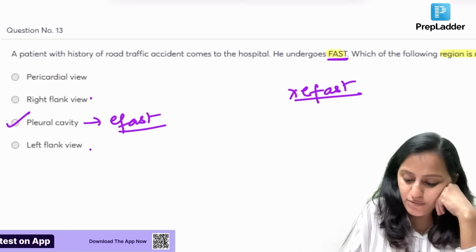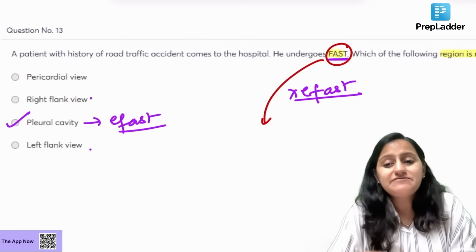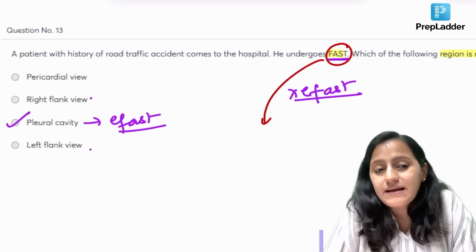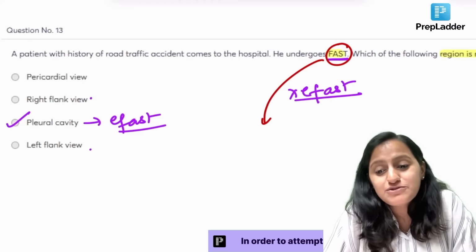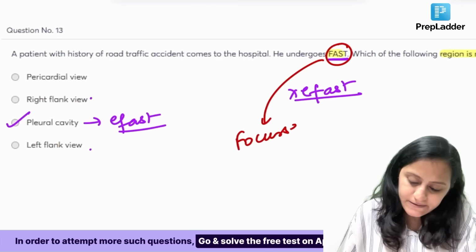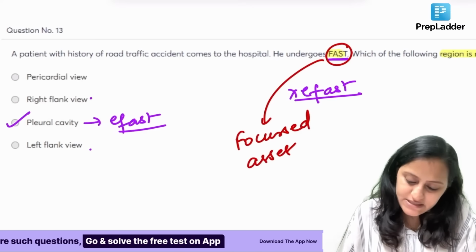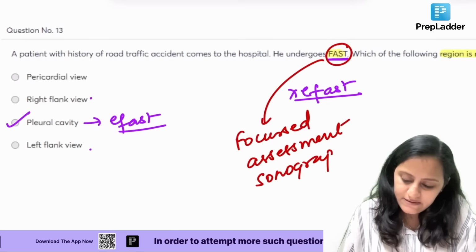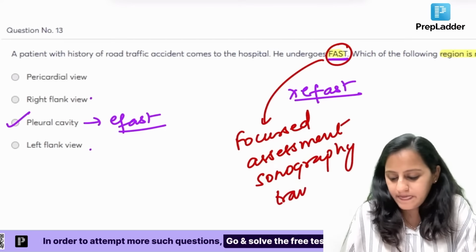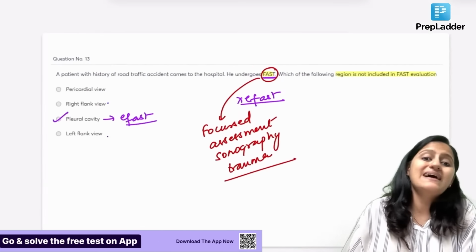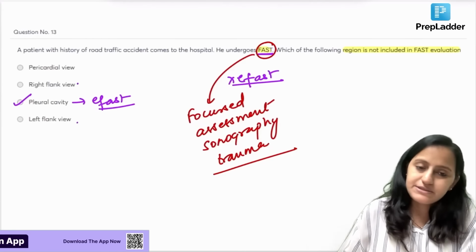What is the full form of FAST? Is it fast abdominal sonography for trauma? No, right? Please remember, don't get confused when you are asked the full form of FAST. It is focused assessment with sonography in trauma. Okay, it is focused assessment sonography in trauma. It is not fast abdominal, it is focused assessment.